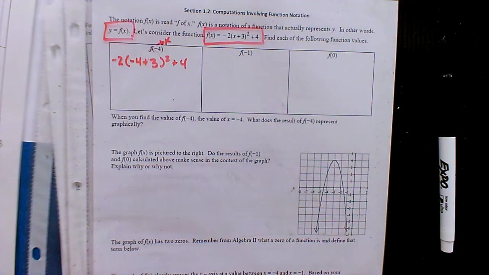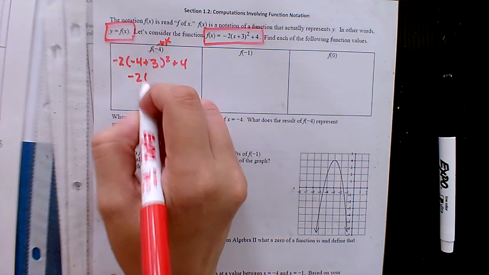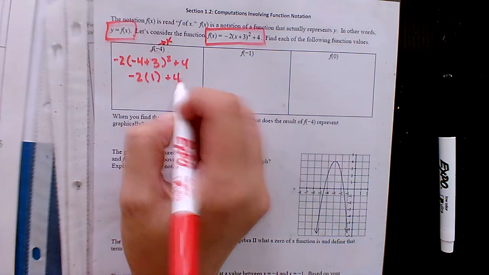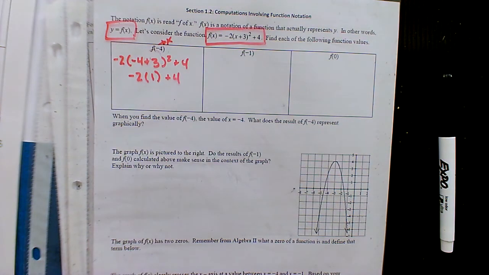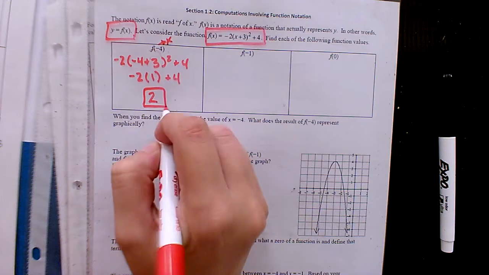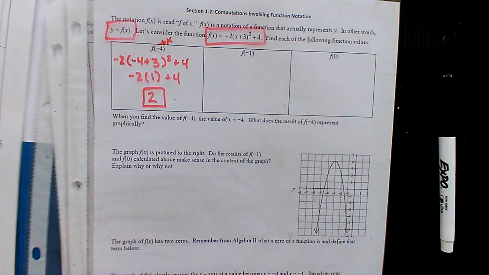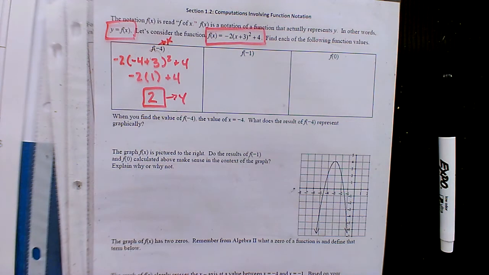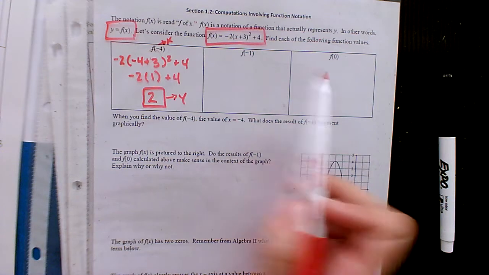Negative 4 plus 3 is negative 1. Square it. We get positive 1. Times negative 2. Add 4. We'll get 2. What does that answer of 2 represent? Go, Blair? The y value. Good. Okay. So we're plugging in a number, getting out a number. Input, output, x, y. Try the next 2.